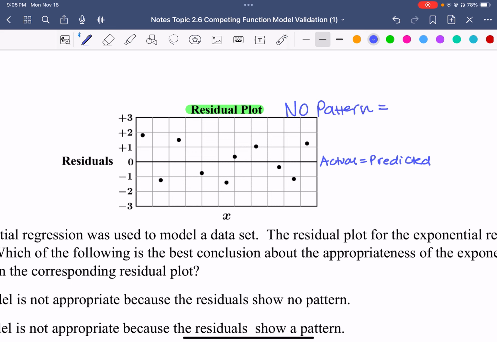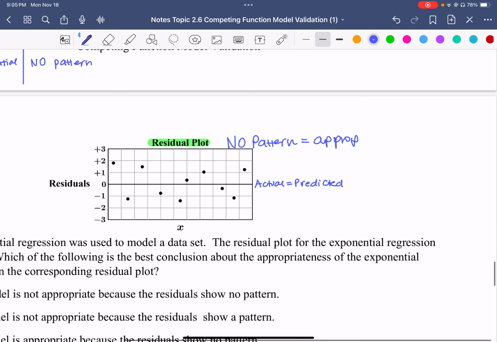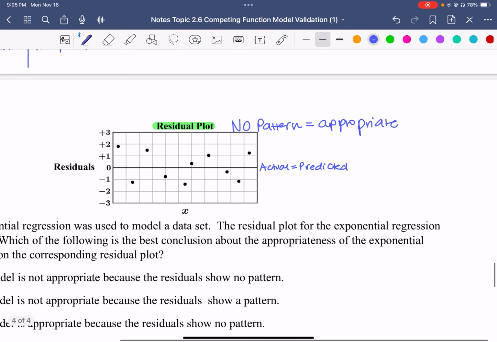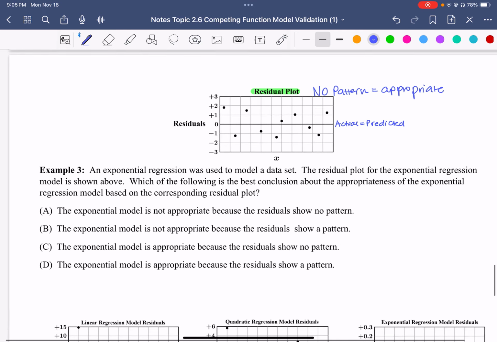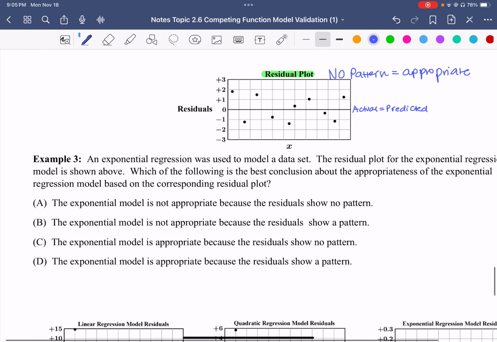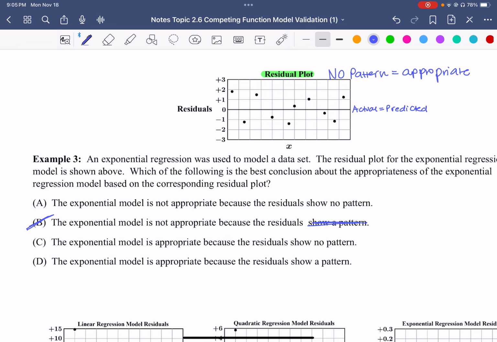And that means that if there's no pattern, then whatever model they used was appropriate. So I'm going to look at my answer choices and eliminate the answers that say there is a pattern. Letter A says there is no pattern, so I'm going to keep that one. Letter B says it shows a pattern over here, so I'm going to eliminate that one. And then I'm also going to eliminate D because it says it shows a pattern.